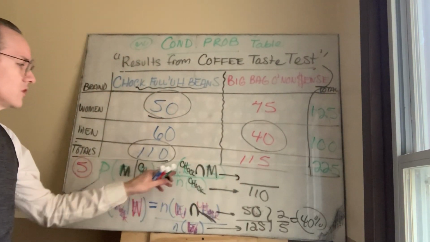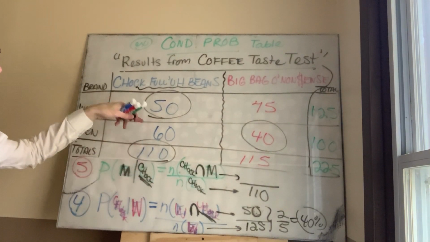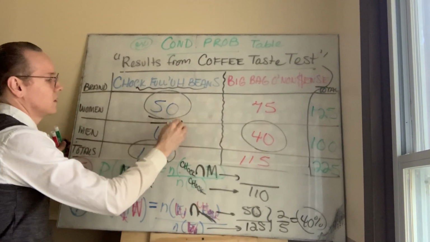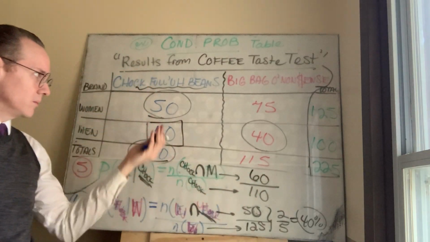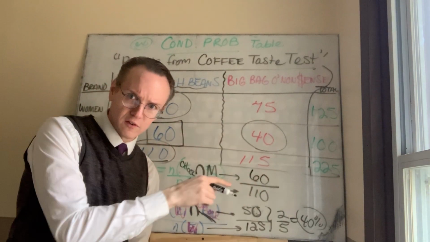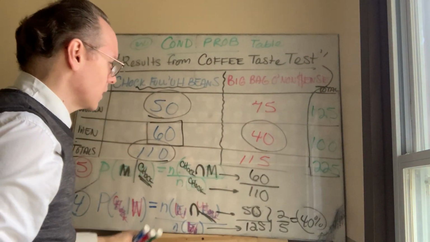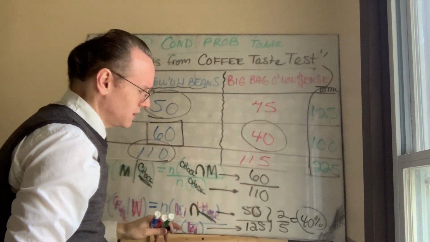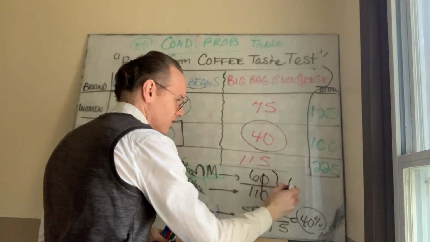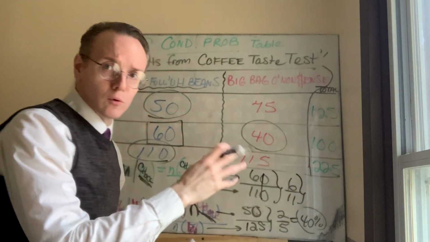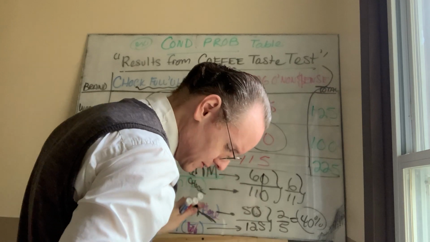So the intersection of men and chock full of beans is 60. The other half of that would be women, naturally. We're designating men as E2 in this context. So 60 out of 110 is the fraction, simplified to 6 over 11, which if you converted it to a decimal and then a percentage would be something like 55%.